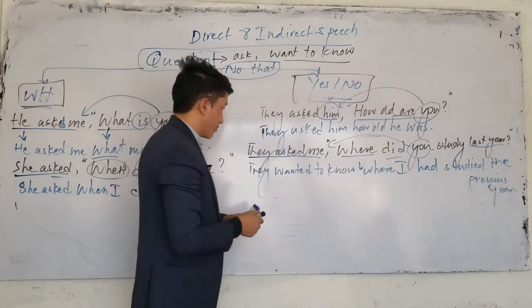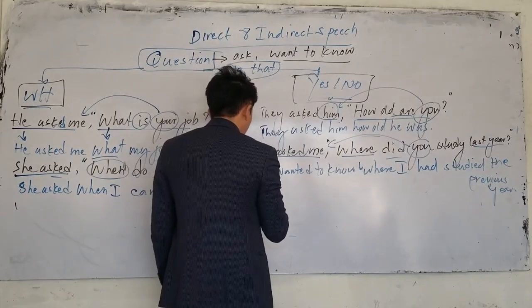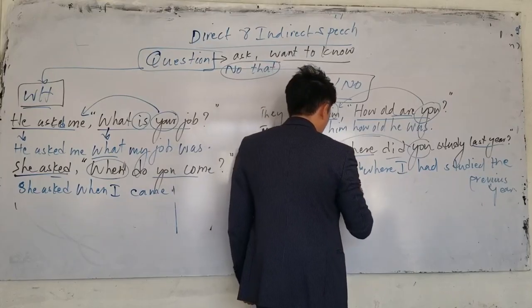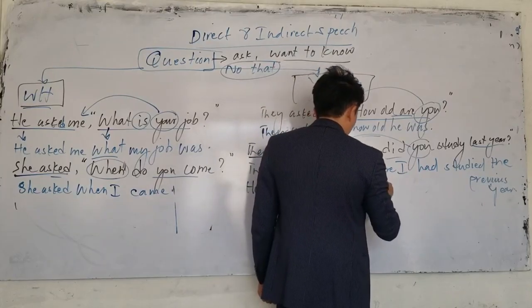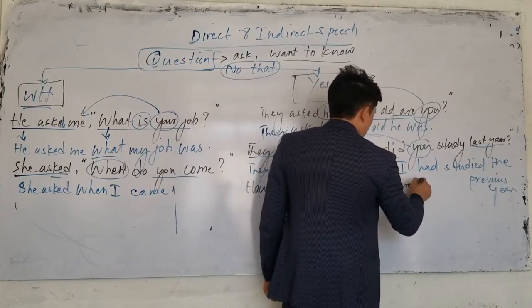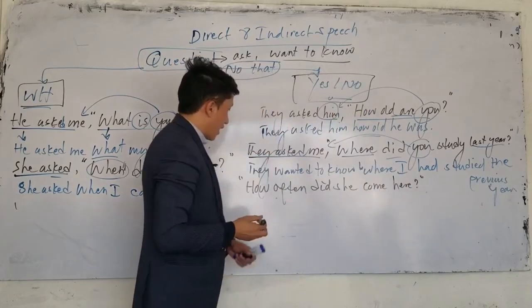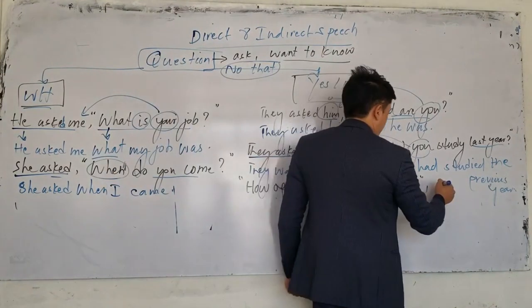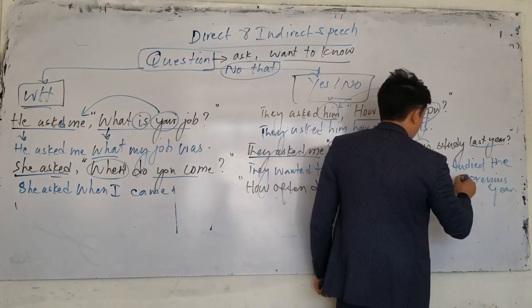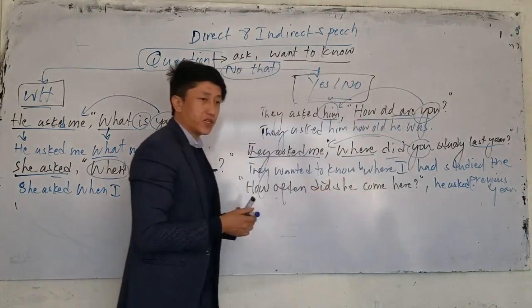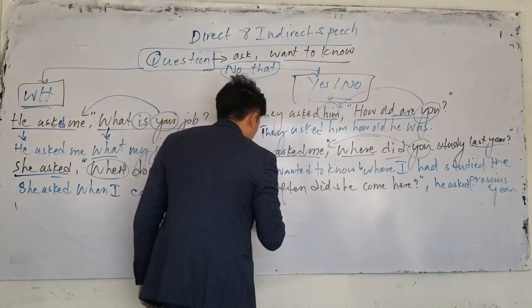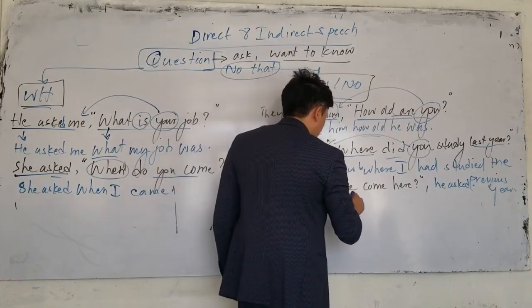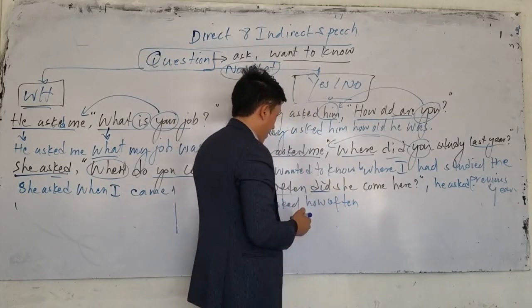If I have other WH questions, no? If I say how, for example, how often did she come here? How should I change it now? How often did she come here? For example, let's say who asked? Let's say, for example, he asked. How should I change it to indirect speech now? How should I say now? He asked. Now after that, what do we use? How often. He asked how often. Now, how often did she come here?